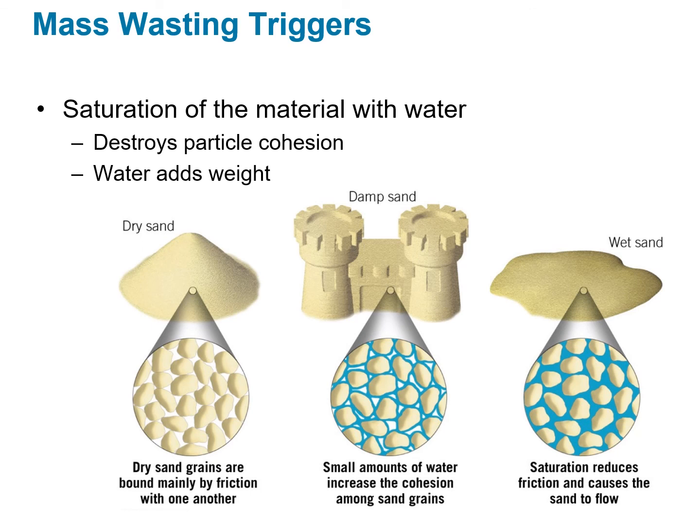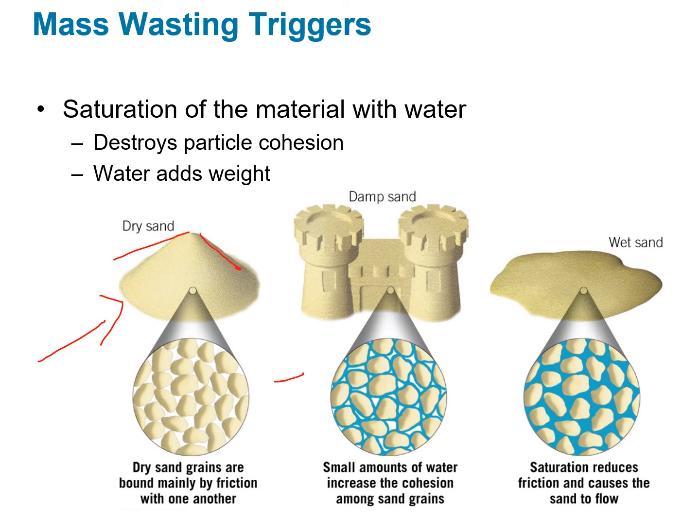So if that's on an oversteepened slope, the chances of a mass wasting event are increased exponentially. And I'm sure you've noticed this. If you go to the beach, have you ever tried to build a castle with dry sand? You can't do it, right? It just kind of piles up like this.